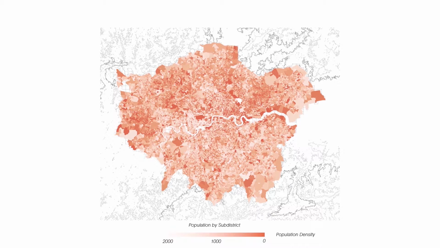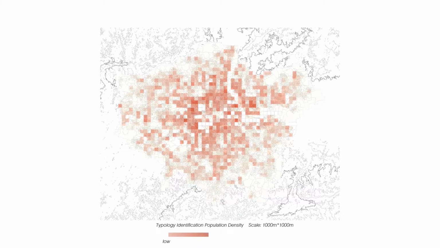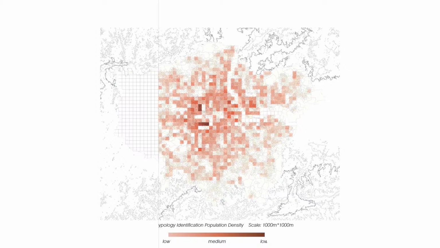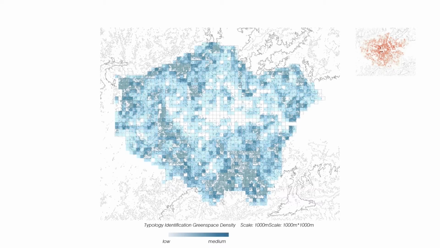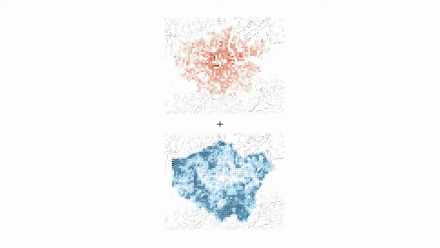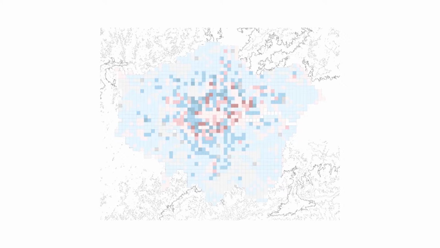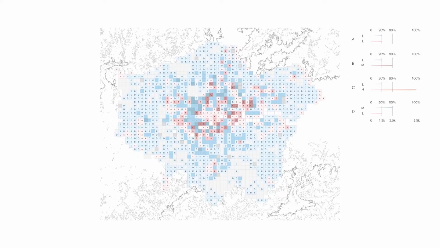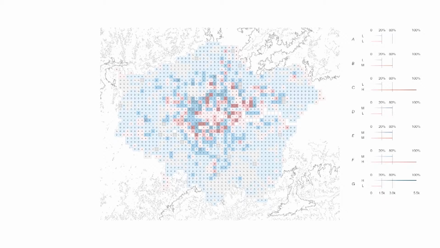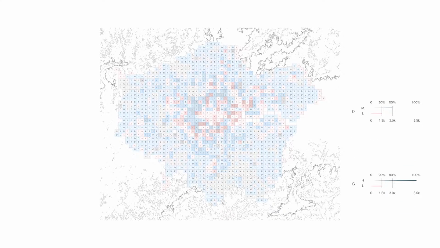Based on the previous chapter, we analyze the city from the 2 aspects of population density and green space density. We divide the city into a grid of 1 km by 1 km size and respectively divide them into 3 grades, low, medium, and high, according to population density and green space density. Then we overlay the maps of population density and green space density, and generate a map of 8 typologies, each with its own combination of population density and green space density. We can then design and change cities in a more targeted way.